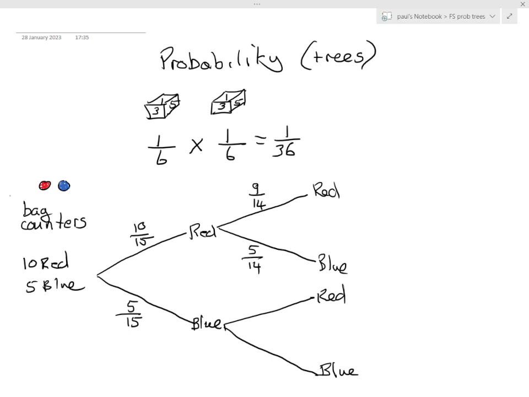So now we've picked a blue, we come down this way. To pick another blue, there will only be 4 blues left, but there are now 14 in the bag. And to pick a red one after we've picked a blue one, there are still 10 in there, but now there are only 14.